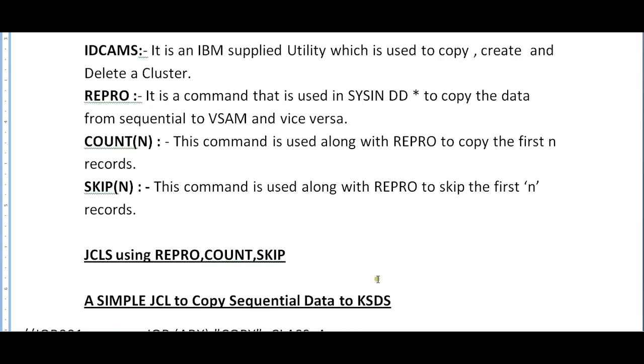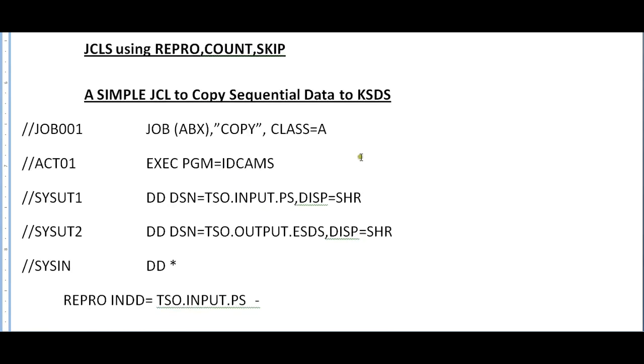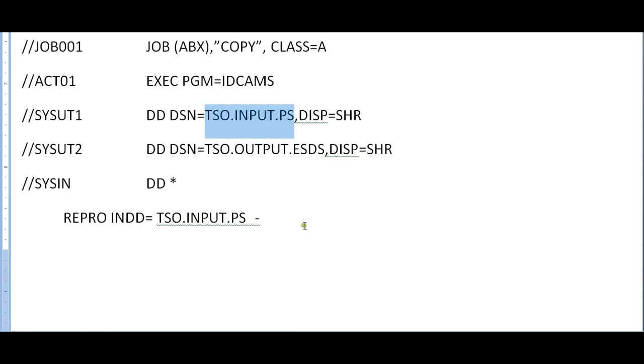Okay, let's see an example of JCL using REPRO, COUNT and SKIP. This JCL is used to copy a sequential dataset to a KSDS. As usual, we use a job card and start with the step, where we are using IDCAMS, which is an IBM supplied utility. This is my PS file and I'm trying to copy it to ESDS or KSDS. Let me assume that it is a KSDS file.